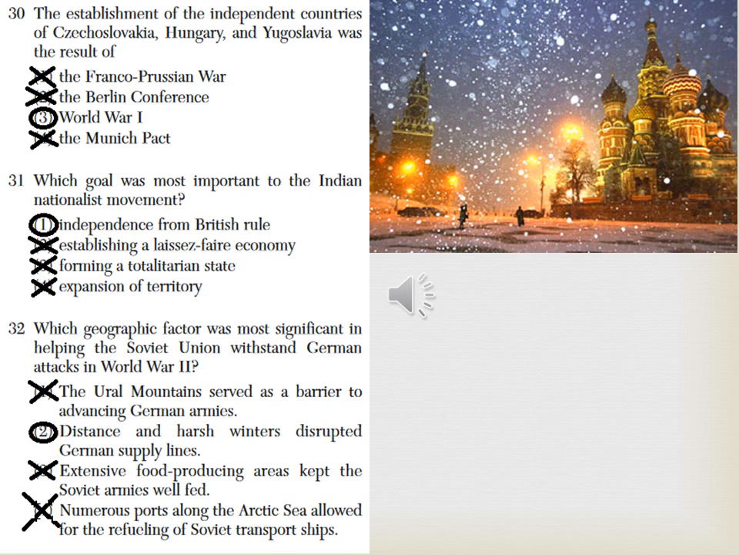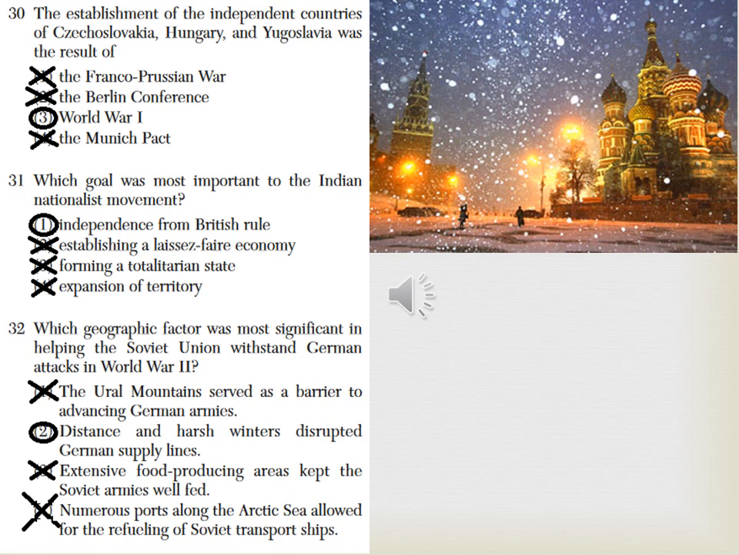Question number 30. The establishment of independent countries of Czechoslovakia, Hungary, and Yugoslavia was a result of, is it 1, the Franco-Prussian War? Is it 2, the Berlin Conference? Is it 3, World War I? Or is it 4, the Munich Pact? It's a really easy question. And the answer is 3, World War I.